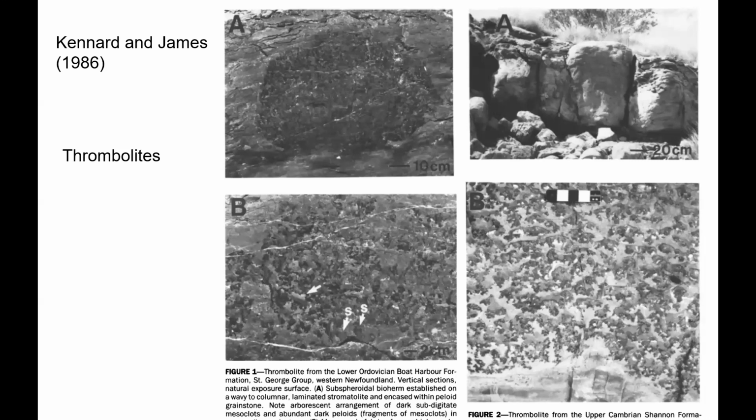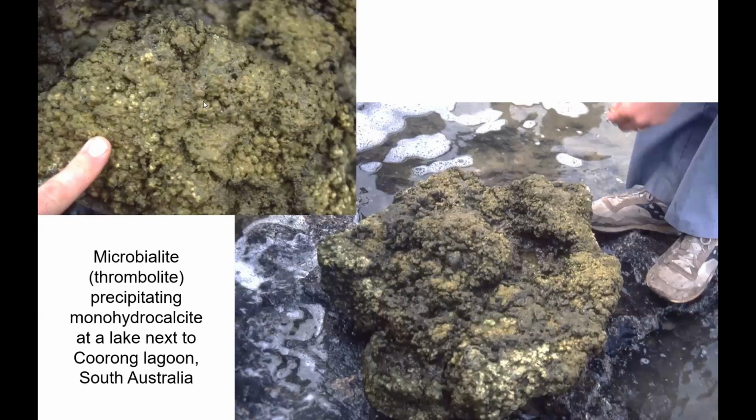So what's going on here? Why do we get things? So these are things that are formed by microbes, but they just don't have layers. And so it just represents a slightly different type of community of organisms. And here's some modern ones that I found in Australia.